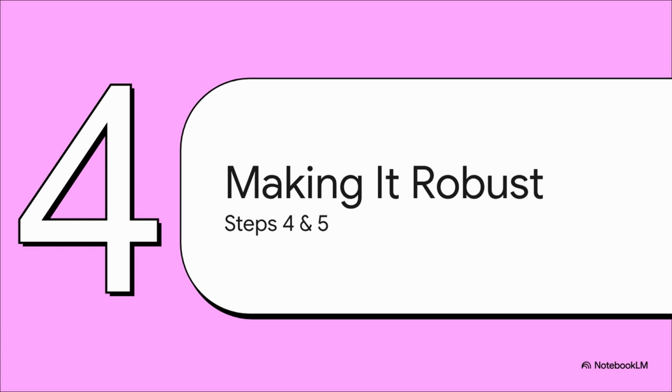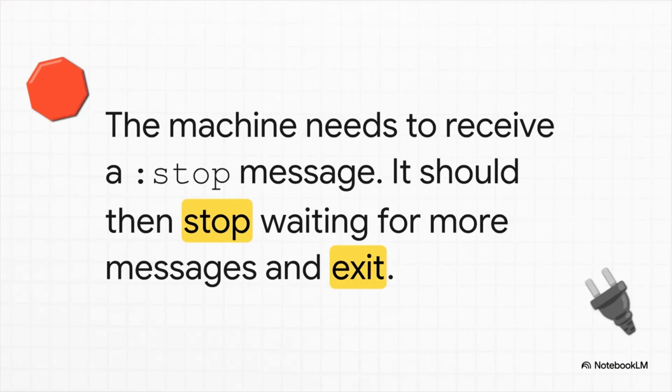Our process works. It can report its state, it can change its state, but it's a little fragile, you know? So now we need to add that professional polish. We need to teach it how to shut down cleanly and how to handle messages it doesn't understand. Every good machine needs an off switch. So our next challenge is to give ourselves a way to tell the process, okay, you're done for the day, and have it shut down gracefully.